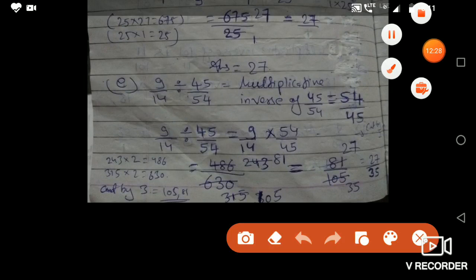Next question. Here you can see we apply the method of fraction with fraction. In this question, a fraction is given with a fraction, which means we use the division of fraction with fraction. Here no whole number or mixed fraction is given, only proper fractions, so that is why we call this question fraction with fraction.